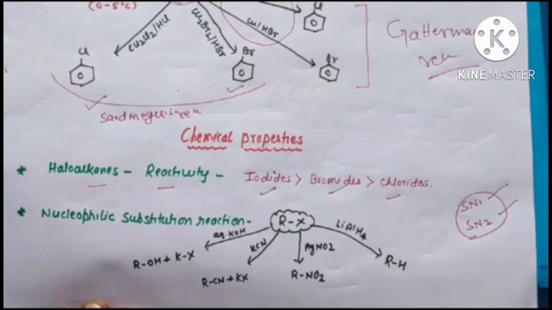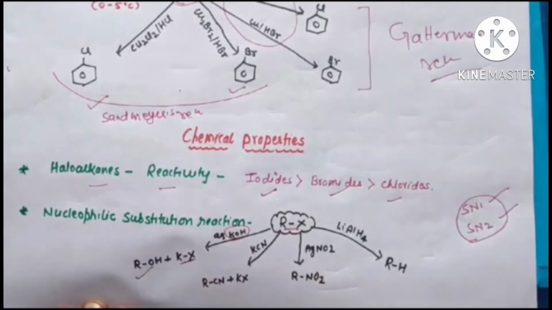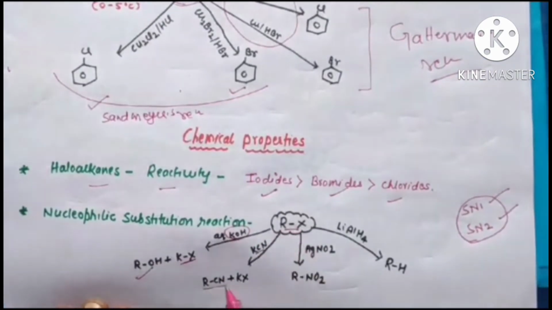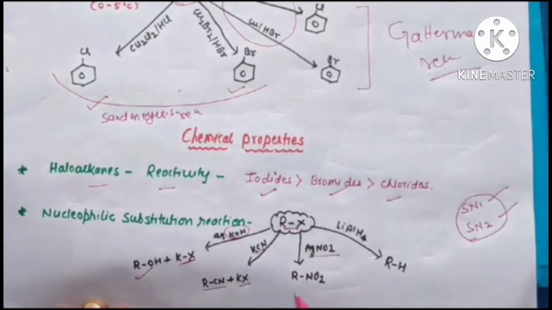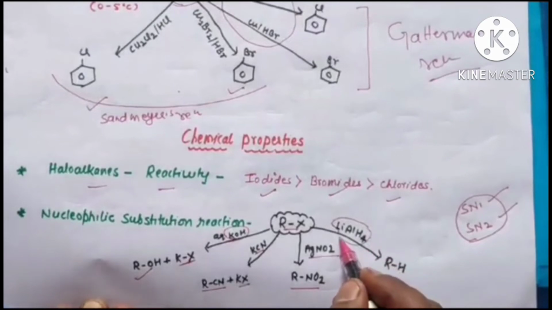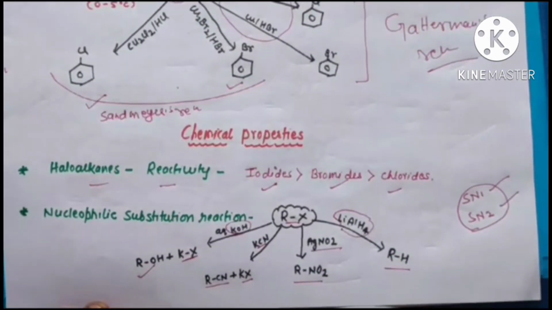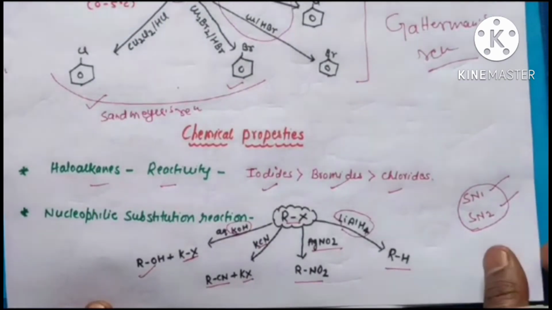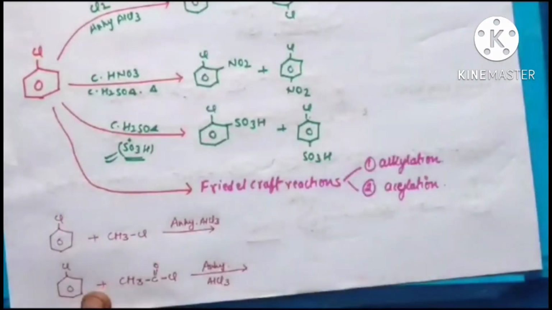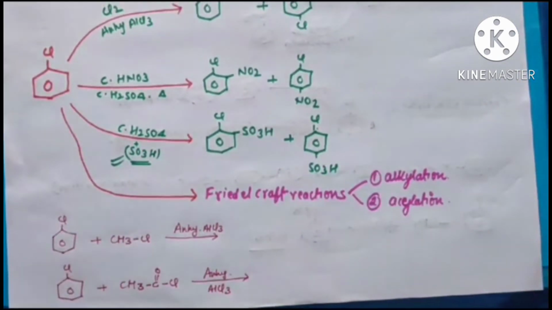So first, if alkyl halide reacts with aqueous KOH, so similarly KX will form, alcohol will form. If KCN, then RCN plus KX. If AgNO2, RNO2. With lithium aluminum hydride, this is the reducing agent, so in this the alkane RH will form. So these are the 4 important reactions for nucleophilic substitution reaction. Now, one more thing. This is electrophilic substitution reaction. It is most important reaction, electrophilic substitution reaction.